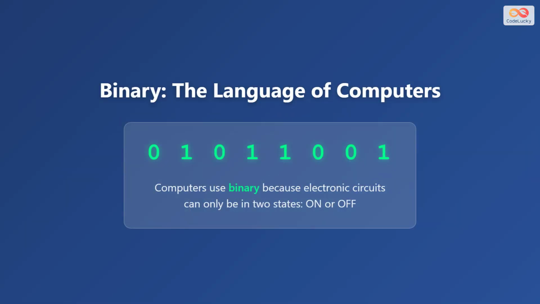Binary is called the language of computers for a very practical reason. Electronic circuits inside a computer can only exist in two states, either on or off. These two states perfectly correspond to the two digits in binary. 1 represents on, and 0 represents off. This simple on-off mechanism is what allows computers to process all the complex tasks we see today, from displaying videos to running sophisticated software.